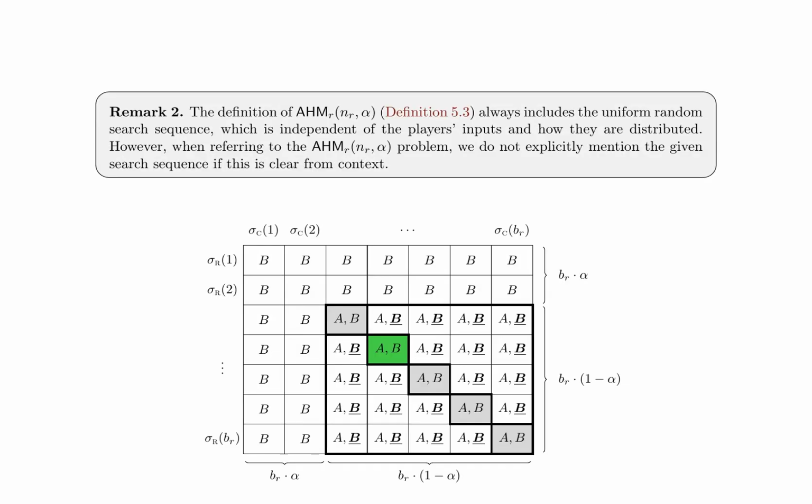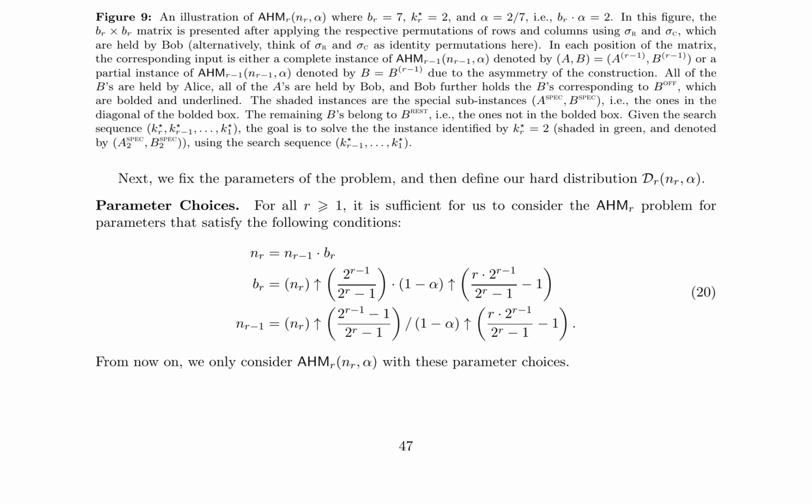The paper discusses the augmented hidden matrix (AHM) problem, a fundamental problem in communication complexity. It presents a novel approach to solve the AHM problem using a recursive construction method. The authors define the AHM problem and its parameters, including the number of rounds, r, the size of the matrix, n, and the asymmetry parameter, alpha. They also introduce a hard distribution, D(r, n, alpha), for the AHM problem, which is crucial for the analysis of the communication complexity. The authors then prove a lower bound on the communication complexity of the AHM problem.